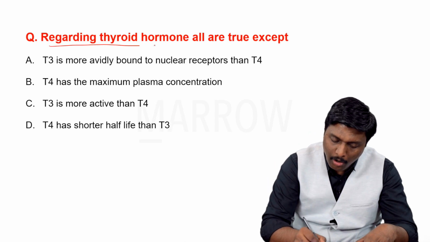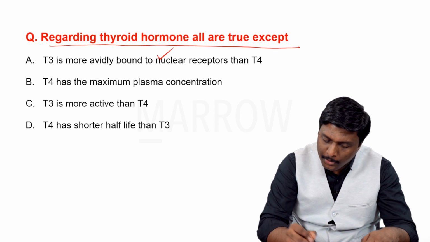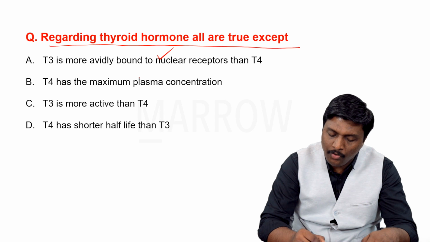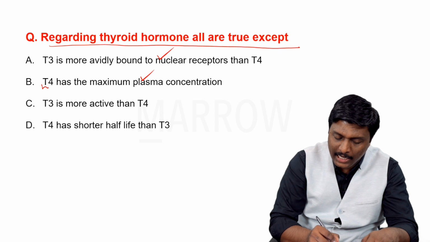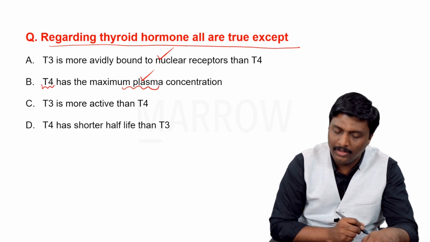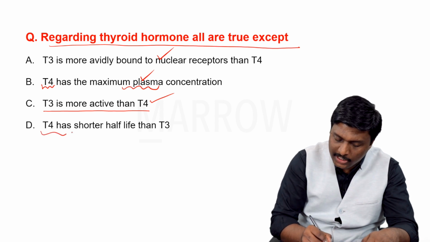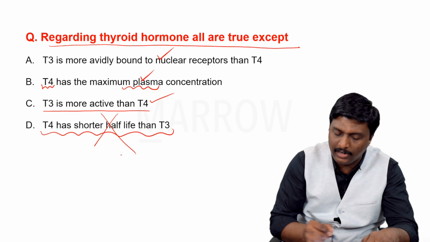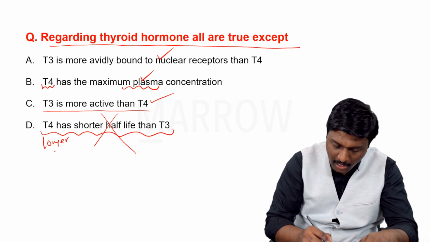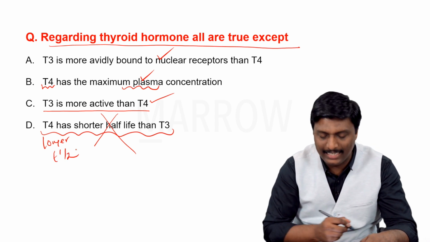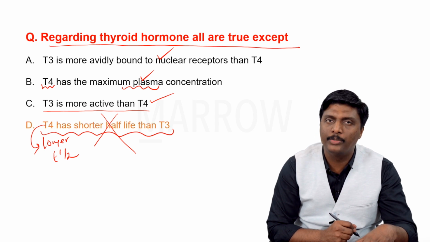Regarding thyroid hormones, all are true except. T3 is more avidly bind to nuclear receptor, true. T4 has got the maximum plasma concentration, true. What I told you, the less active form is more in circulation. T3 is more active than T4, true statement. T4 has a shorter half-life than T3, false statement. T4 always have longer half-life when compared to T3. T4 has got longer half-life. The answer false statement is option D.